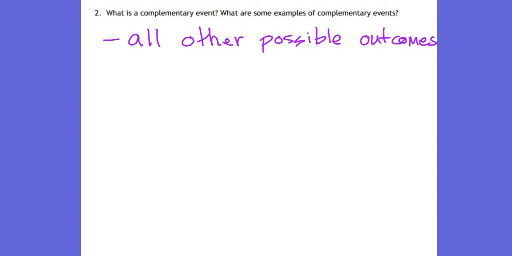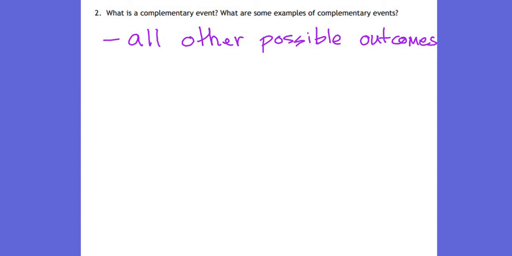If I had a dice and I'm looking at the 5 side, what is complementary to the 5 side? Every other one. 1, 2, 3, 4, and 6. It's all the other possibilities.